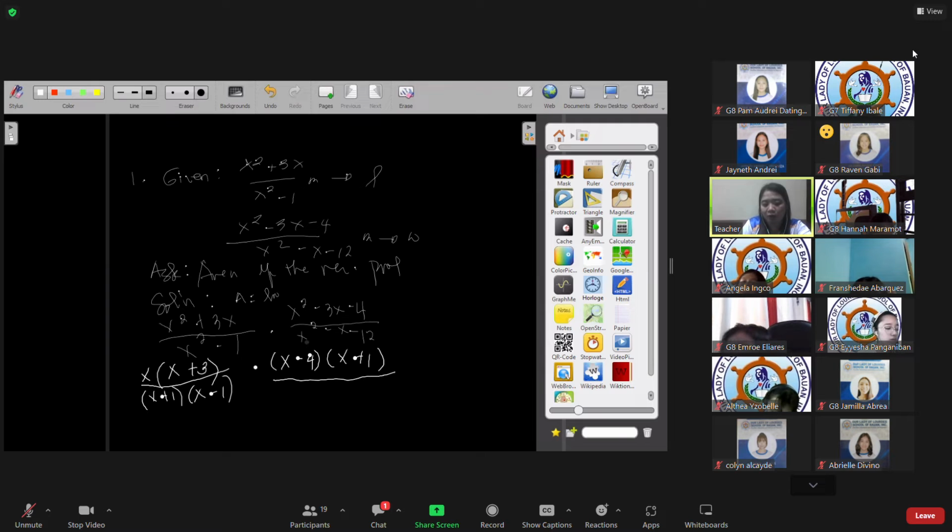So what are the factors of our denominator? X minus 4 and x plus 3. This is also a quadratic trinomial. We have negative 4 times 3, which is negative 12, and negative 4 plus 3 is negative 1. Then proceed to cancellation.